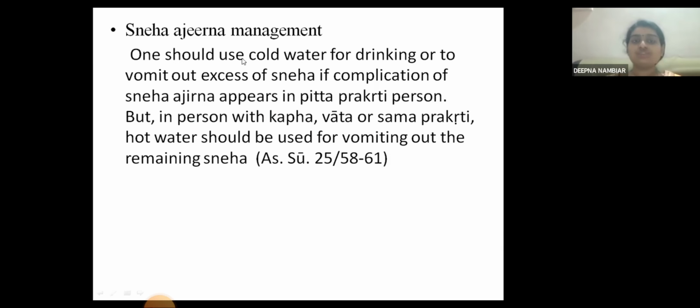That is, one should use cold water for drinking or to vomit out the excessive sneha if complications of sneha ajirna appear in Pitta Prakriti persons, but in persons with Kapha, Vata or Sama Prakriti, hot water should be used for vomiting out the remaining sneha from the body. So the Prakriti is also linked with the management, what type of management we have to give to the patient after the procedure.